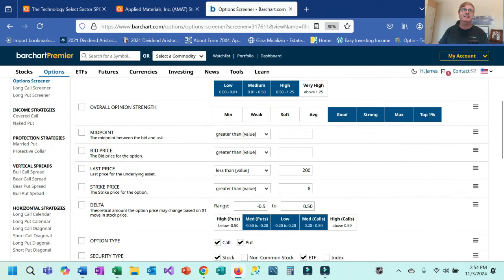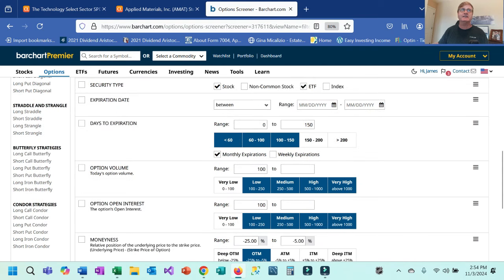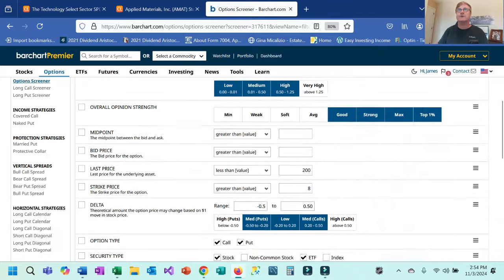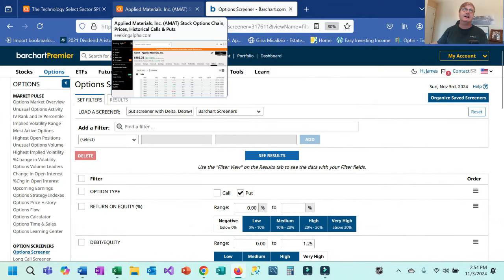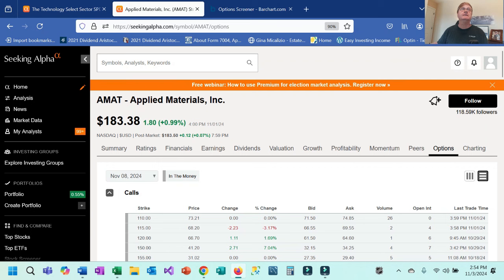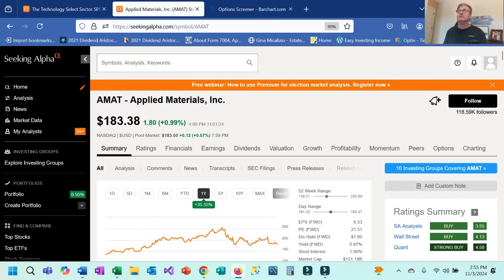So I can say what kind of delta I want to use. I can say if it's a call or a put. I can also say how many days to expiration. And then even options volume and open interest, it gives you a lot of choices. So I really like that about Barchart. So overall, I like Applied Materials. I think long term they're going to do well, and they're just a good company to trade options on currently. I don't own any, but I plan to own some hopefully before the end of the year.